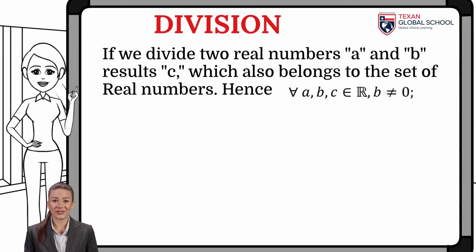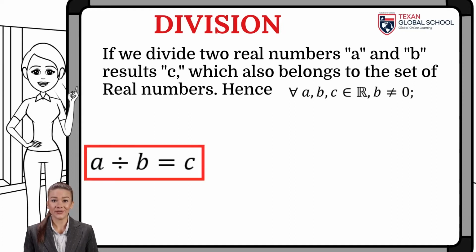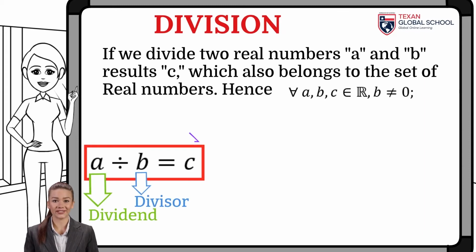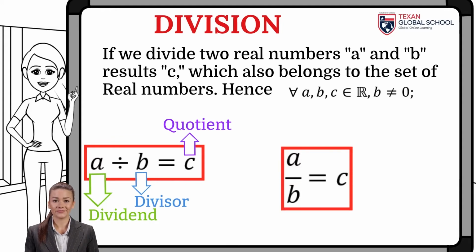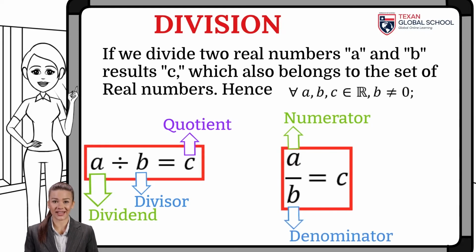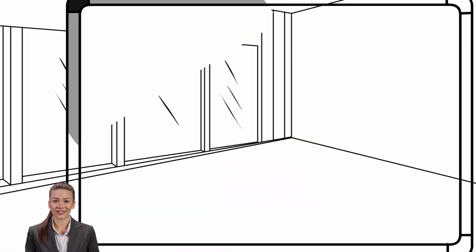There are several ways to represent divisions arithmetically. In the first representation, we can see that a is known as the dividend and b is known as the divisor. The result c is called the quotient. However, a division is also a fraction, a over b. In this representation, a is also known as the numerator and b is the denominator. c is the quotient, or result, of the fraction.